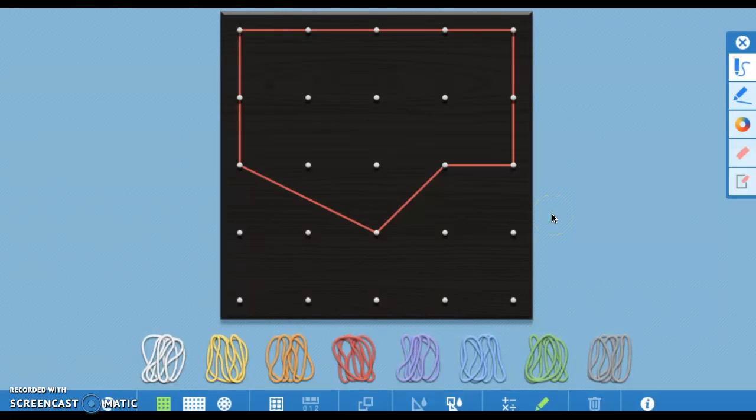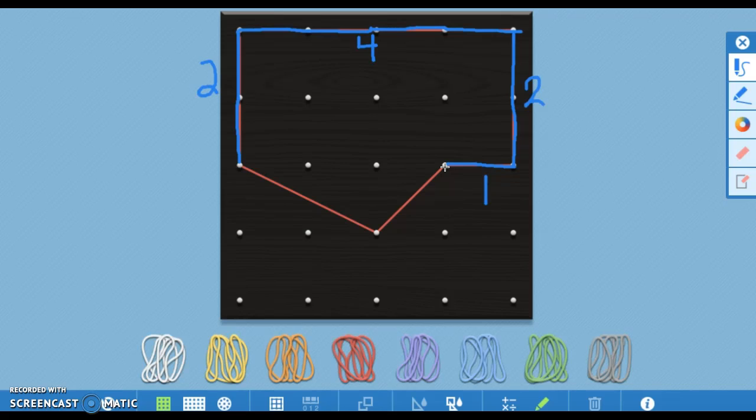To find the perimeter of this figure, I'm first going to count all of the horizontal and vertical lines. 1, 2, 1, 2, 3, 4, 1, 2, 1. Now these lines I can't just count around because they are diagonal lines.